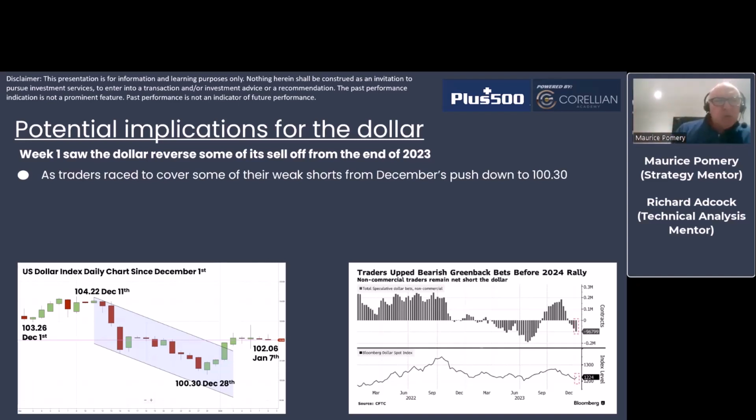And I think we saw traders race to cover some of their weak shorts, because that move down in December was quite strong. Then there was a rethink: oh, maybe they're not going to cut in March, and maybe they're not going to do 150, 160 basis points. And we saw a reversal. And you can see this clear as day on the dollar chart on the bottom left here.